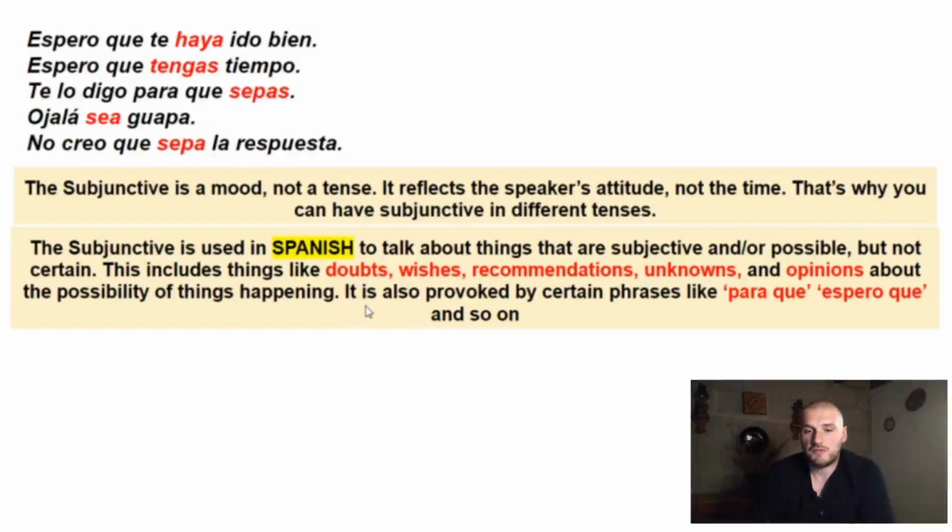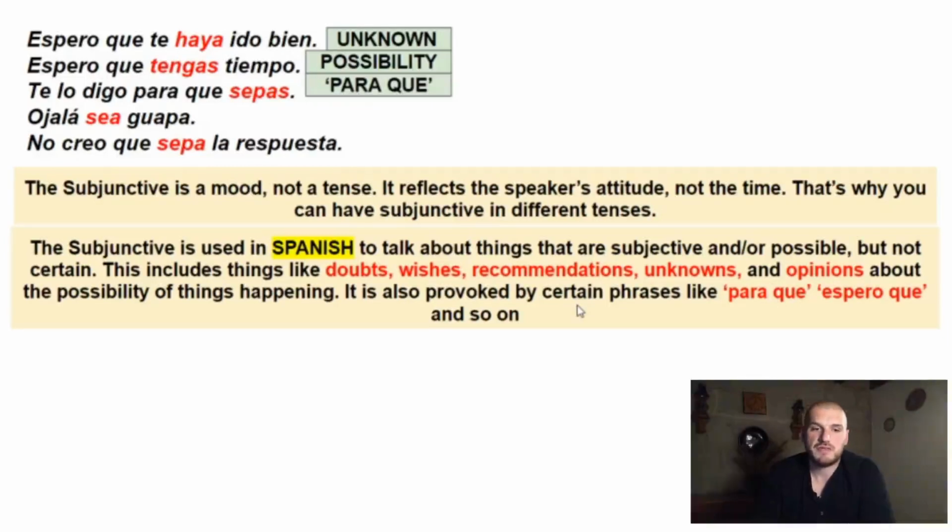The subjunctive is also provoked by certain phrases like "para que" and "espero que," right? "Para que sepas, espero que te haya ido bien," okay? So, "espero que te haya ido bien" is unknown, right? "Espero que tengas tiempo." It's a possibility. I hope you have time. "Te lo digo para que sepas" is provoked by that "para que." It's almost always in Spanish a subjunctive.